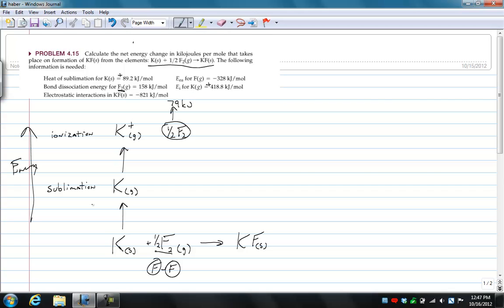Right? Everything else so far we've done, we had 1 mole of potassium that we sublimed and 1 mole of potassium that we ionized. And so each of those steps is exactly that number, 89.2 kilojoules here. And then here for the ionization energy it's 418.8 kilojoules. And so we've added about 500 total here. We've added another 79 here by tearing apart the fluorine molecules.